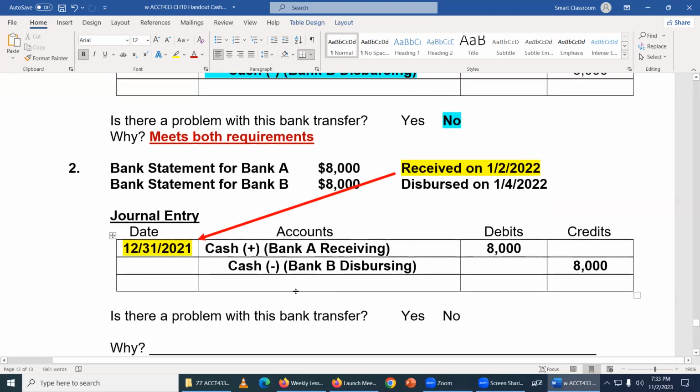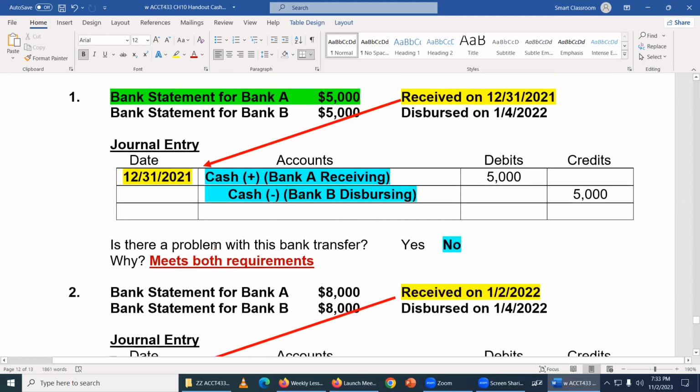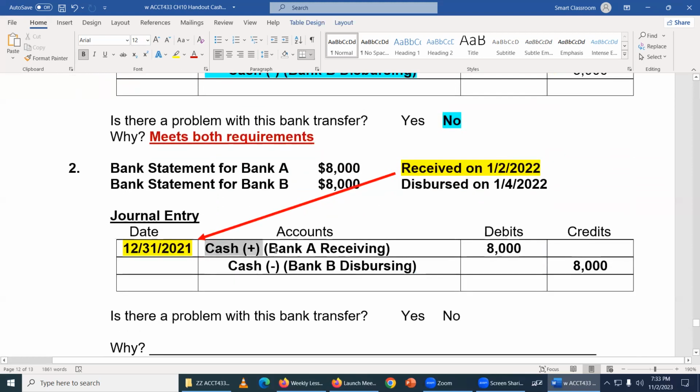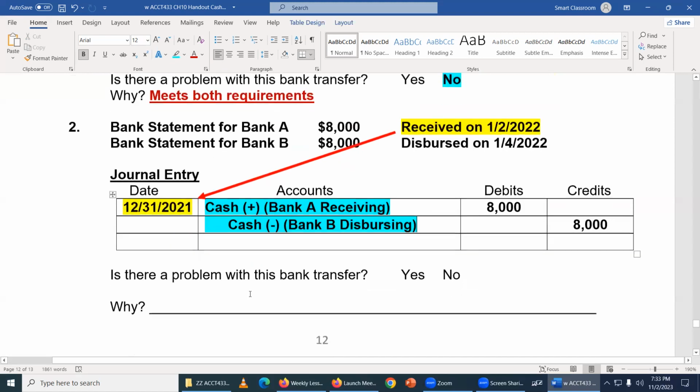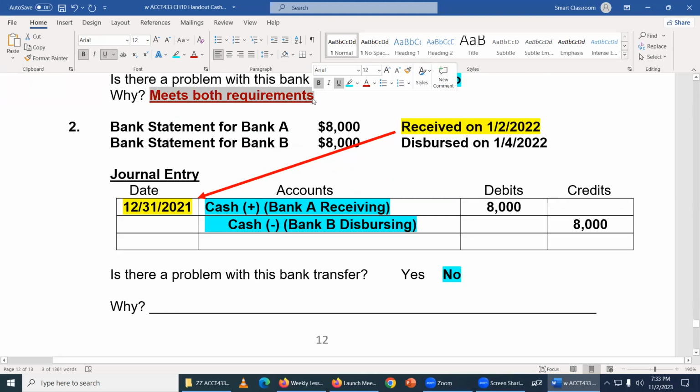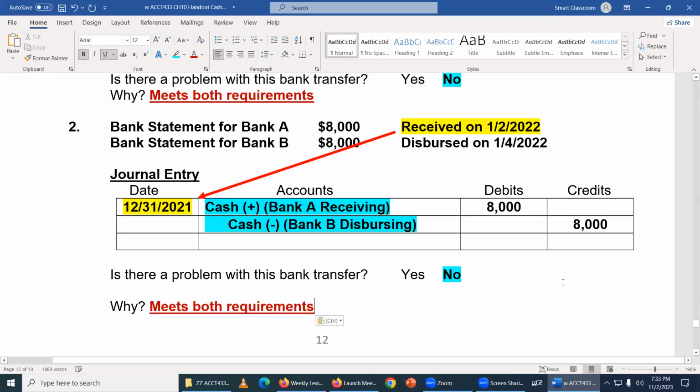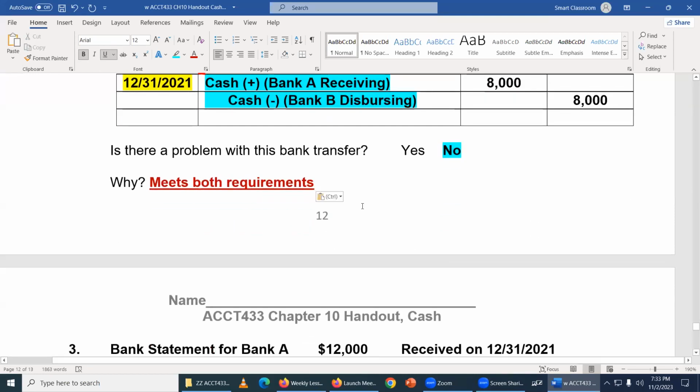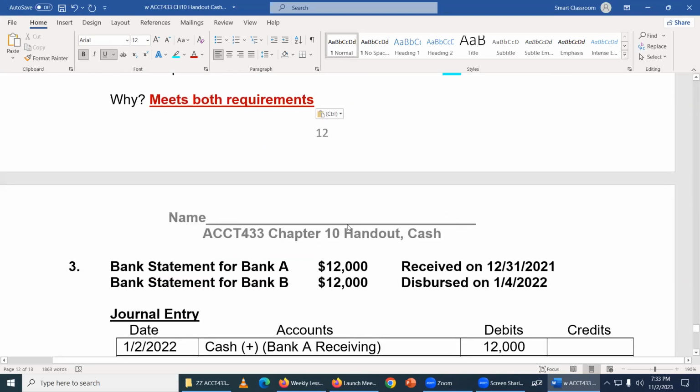And are the receiving bank and disbursing bank entries made at the same time? Yes. So there's no problem with this one either. This one's fine too, for the same reason as before. It meets both requirements. So this is what we want to see for a bank transfer. That's what a good bank transfer is. Now, you're probably wondering, what does a bad one look like?